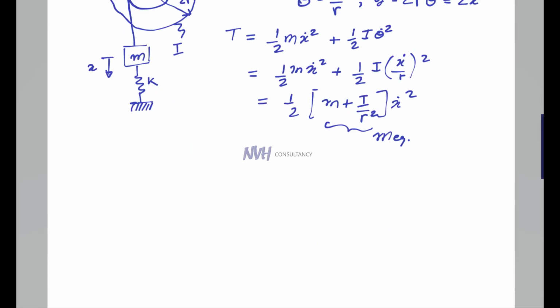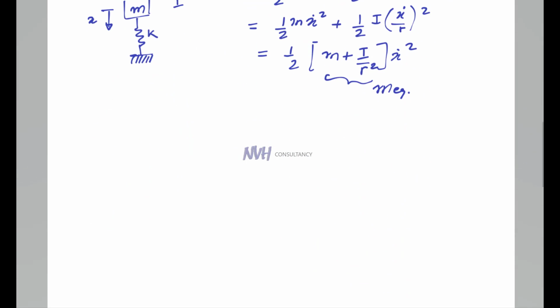Similarly, we have to find the potential energy of the system. The potential energy will be stored in the spring, and there's only one spring in the system. So you can easily write down the potential energy V equals to half k x square. Now that is the potential energy of the system.